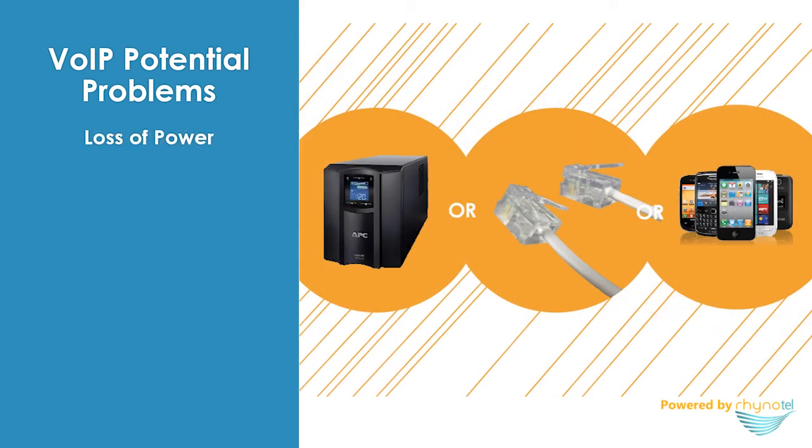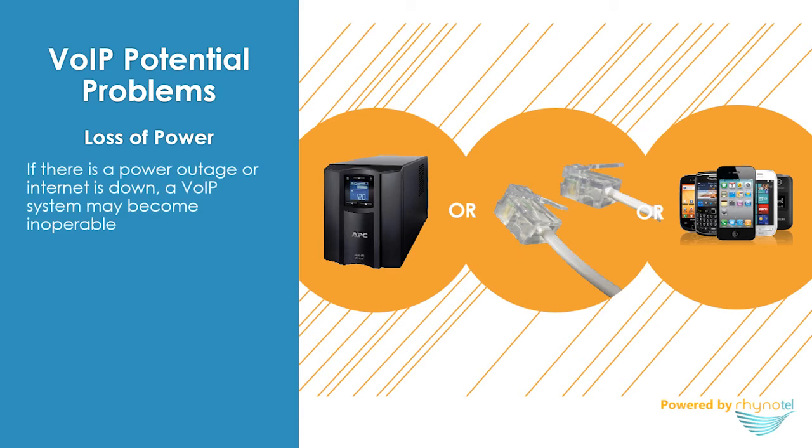For VoIP, losing power can potentially shut down your phone service. Since it uses your internet connection, if you have a VoIP system and you lose power, your phone system may be inoperable. Disaster planning and redundancy is important in any technology environment, especially when utilizing a VoIP system. Possible solutions for this?